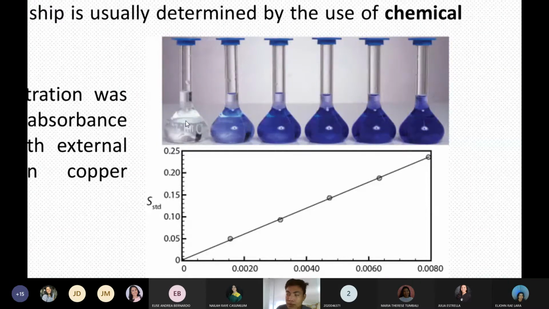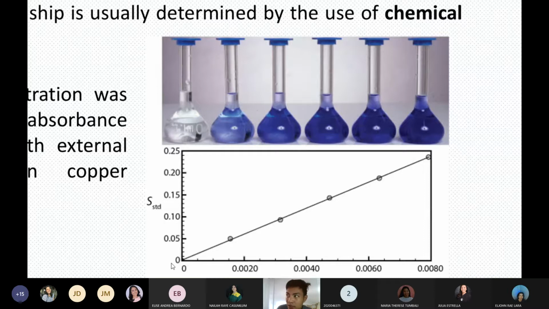Ito yon. You have different sets of standard. Okay? Yung standard, ito yung known concentration. Okay? So, alam mo yung concentration ng mga substance na to. And then, you will analyze it using the same instrument na gagamitin mo sa inyong sample. And then, pag inanalyze mo yan, syempre may instrument response yan.